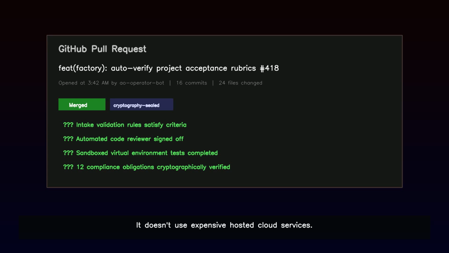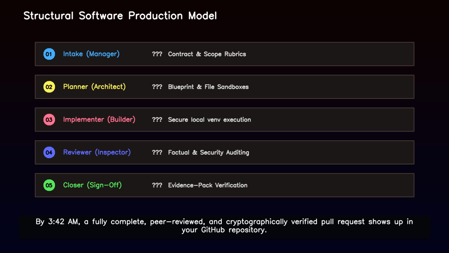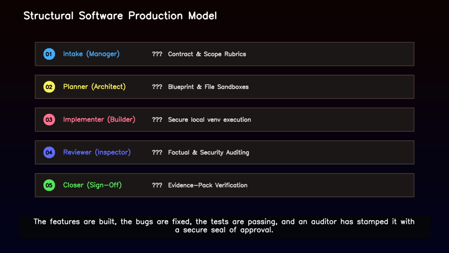It doesn't use expensive hosted cloud services. It doesn't leak your private codebase. It runs locally, utilizing the standard CLI subscriptions you already pay for. By 3:42 a.m., a fully complete, peer-reviewed, and cryptographically verified pull request shows up in your GitHub repository.